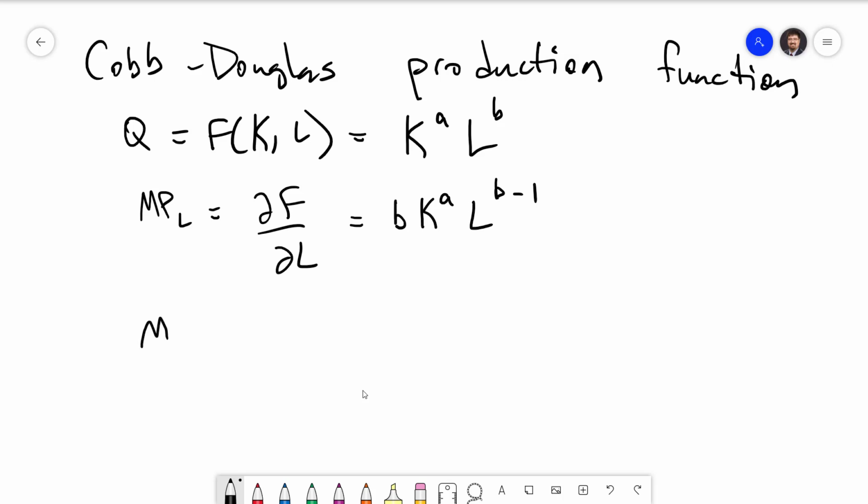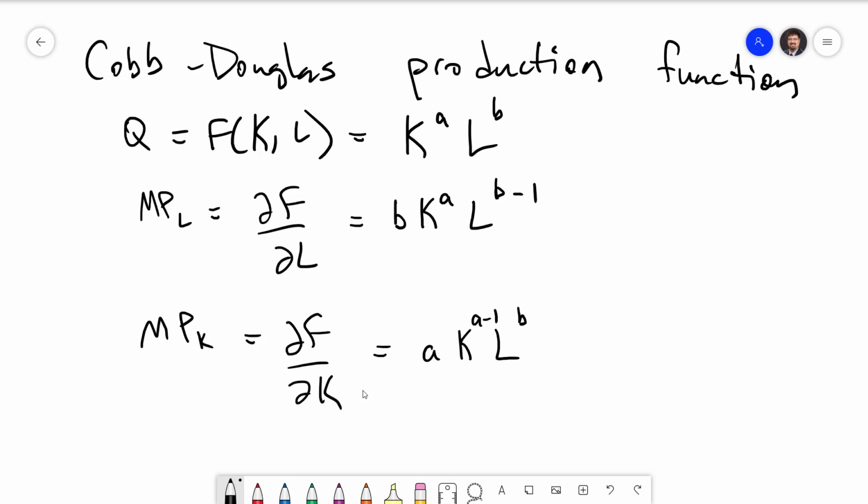We can do the same thing to calculate the marginal product of capital. Take the partial with respect to K. This time, the L to the B just comes along for the ride. Then we do the power rule for the K to the A part. A comes down, and then we subtract 1. So we get A, K to the A minus 1, L to the B.